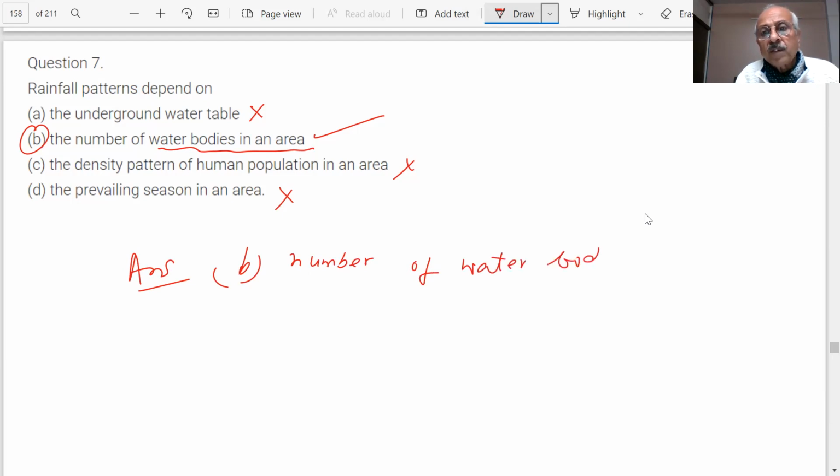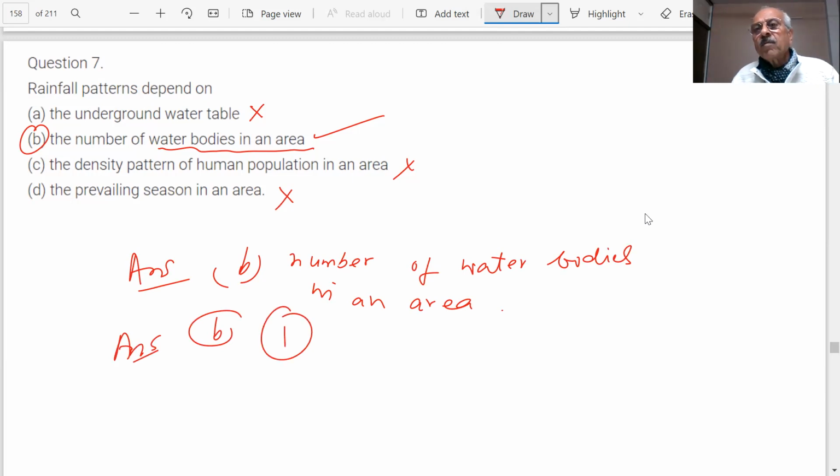Number of water bodies in the area. If there are more water bodies, what will happen? What is the result of that, students? More rain will occur. So evaporation, what are the three processes which we discussed for the rainfall? How does the rainfall take place, student? What are the processes involved in rainfall? Evaporation, precipitation, and condensation.